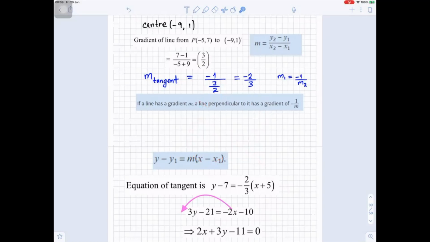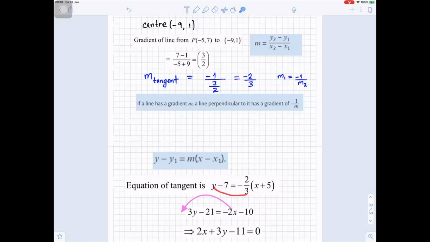Now we want to find the equation of a line. We use this equation, y minus y1 equals m bracket x minus x1. So y stays the same. y1 is 7, which we get from there. Gradient is -2 over 3. x stays the same. And x minus -5 will become x plus 5, because -5 becomes +5. Now we multiply by 3.